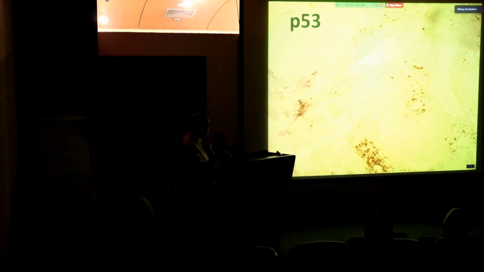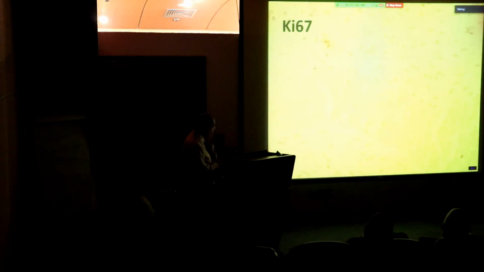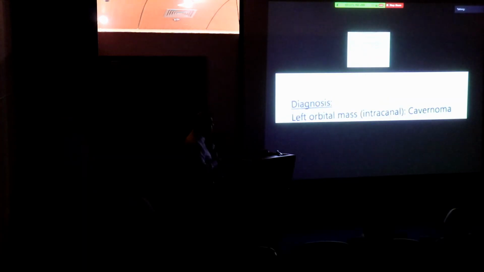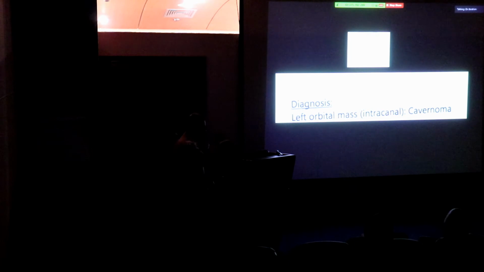P53 is usually negative. This is non-specific staining. Ki67 was less than 1%, indicating this is usually not a proliferating tumor. So the final diagnosis was cavernoma. Thank you.